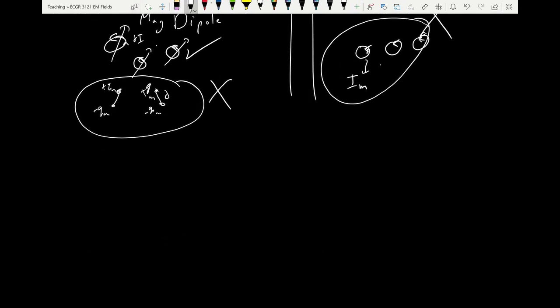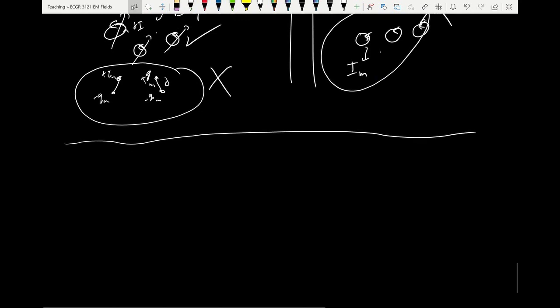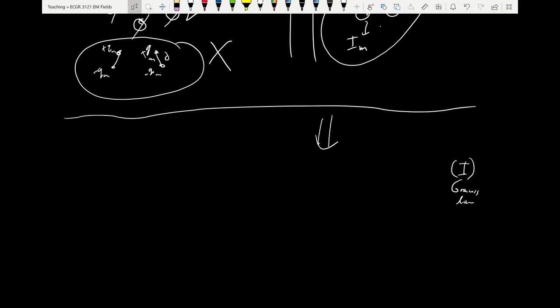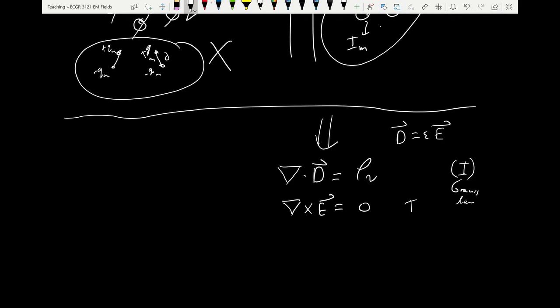So the final thing I want to discuss in this lecture, which is going to bring us full circle, is that everything we discussed in electrostatics led us to finally build two postulates for electrostatics. So we built Gauss's law, we started with Coulomb's law, we studied the potential function, and then we packaged all our results into the two postulates, which are divergence D equals rho V and curl E equals 0, where D equals epsilon E. So this is postulate 1, this is postulate 2.